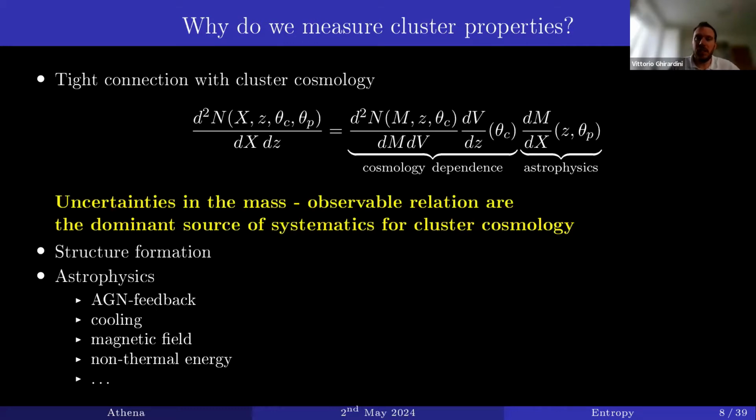that we need to understand in order to perform precision cosmological analysis, as indeed it was shown several times that the connection between mass and observable is a dominant source of systematic in cluster cosmology. And so understanding the astrophysics behind the connection between mass and observable is fundamental in order to go in that direction.